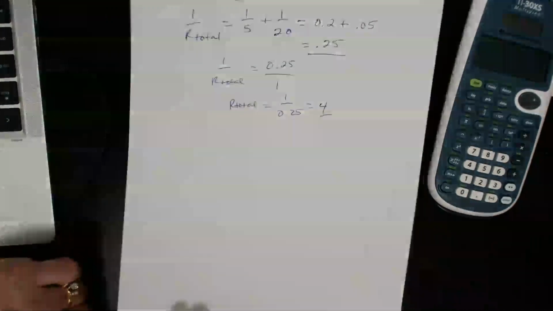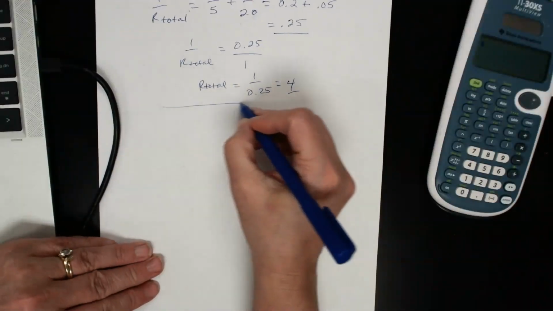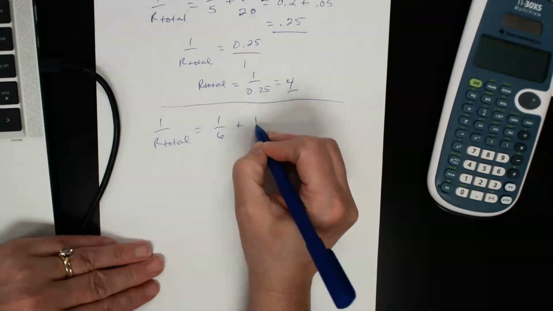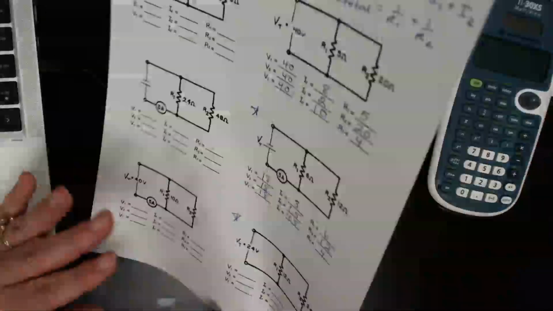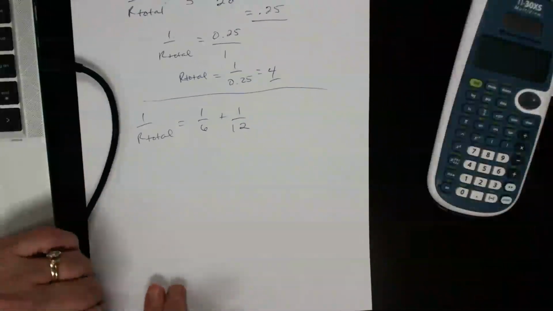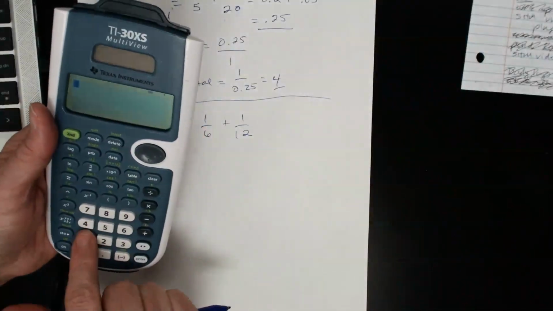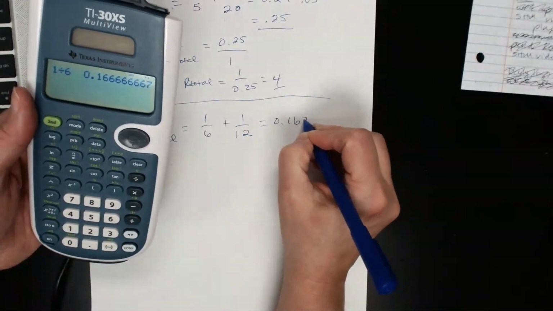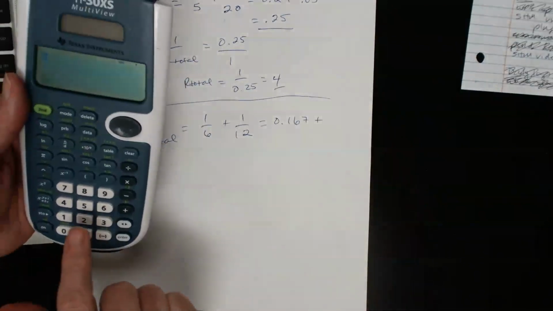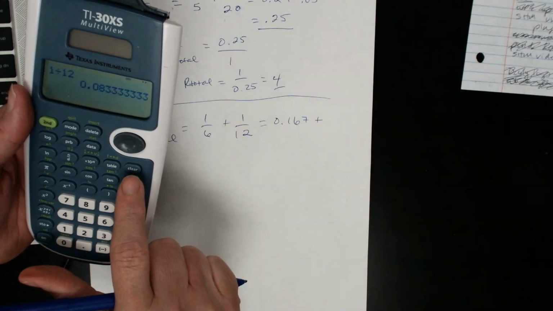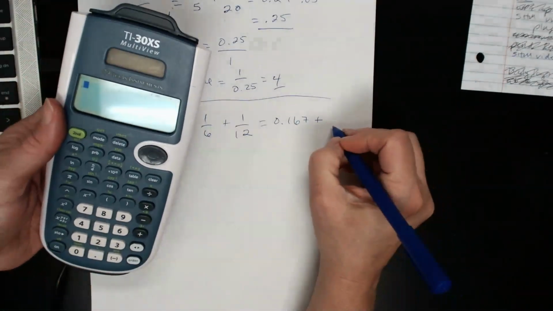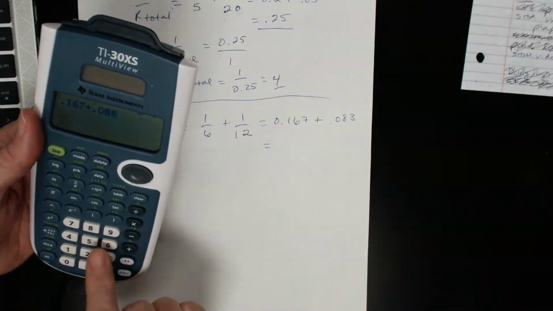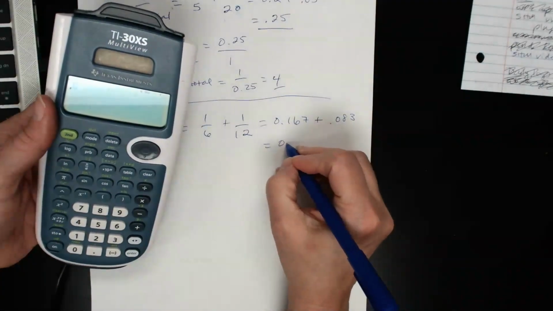So let's double check that real quick, and then we'll wrap up this video. Let's say 1 over R total equals 1 over 6 plus 1 over 12. I think that's right. Let's see. Yep, 6 and 12. I'm going to get rid of the fractions because I don't like them. So I got 0.167 plus 1 divided by 12 is 0.083 forever. 0.167 plus 0.083 is 0.25.